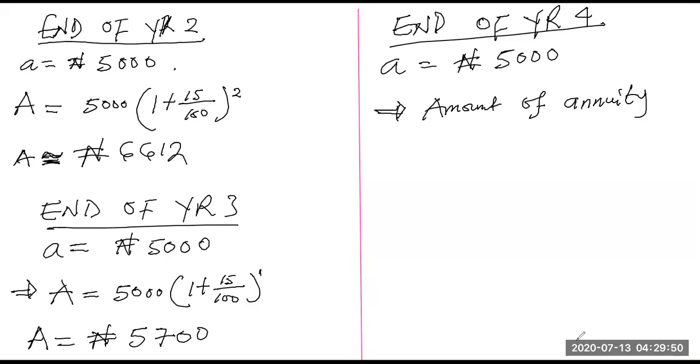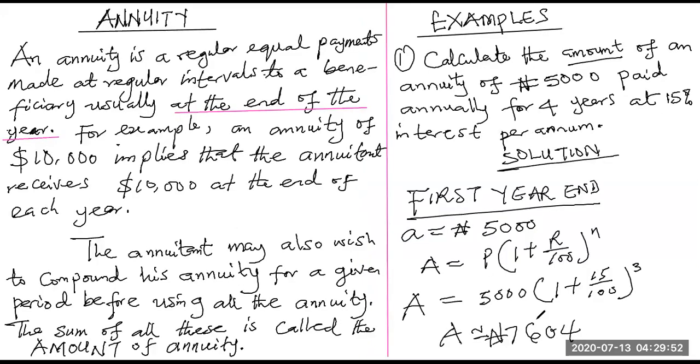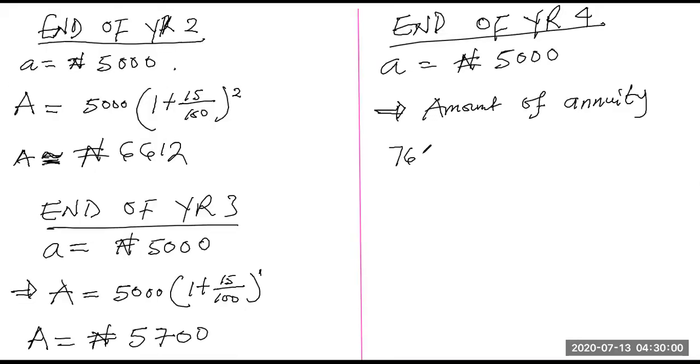Alright, so the first one is this. We have it as 7,604 naira, plus the second amount of annuity, which is 6,620 naira, plus the third amount from the annuity, which is 5,700. Now plus the last annuity, which was not invested because it came at the end of the year. So that is the last one, 5,000.